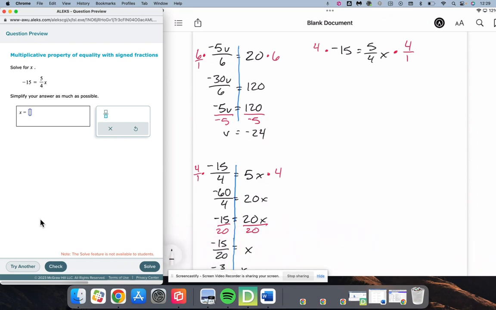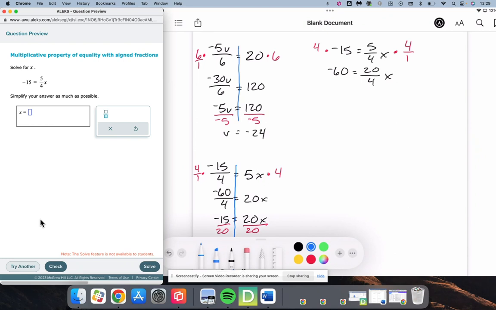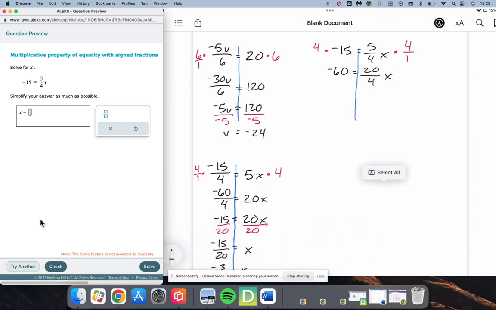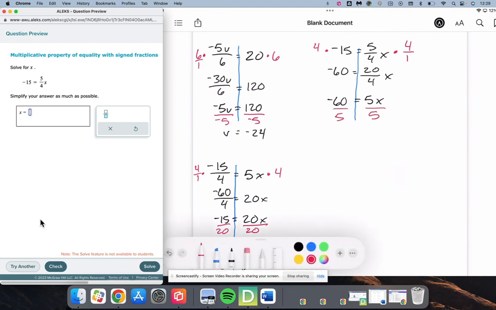So I get negative 15 times 4 is negative 60. 5 times 4 is 20 over 4x. And now I recognize that the fraction on the right is going to simplify. 20 divided by 4 is 5x. That's equal to negative 60. We have x being multiplied by 5. We're going to divide by 5. Negative 60 divided by 5 is negative 12 is equal to x.